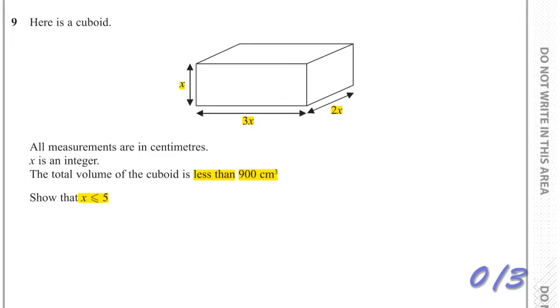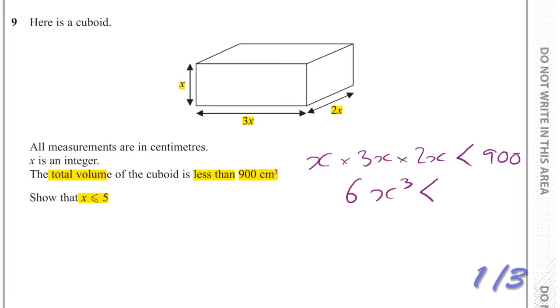So we're looking for some algebra here, and we're looking for the total volume. So algebraically, the volume of this cuboid is the height times the width times the depth. So we've got x multiplied by 3x multiplied by 2x. And we're told that is less than 900. So if we multiply those together, x times x times x will give us x cubed, and the 3 and the 2 multiplied together give us 6. So we've got 6x cubed is less than 900.